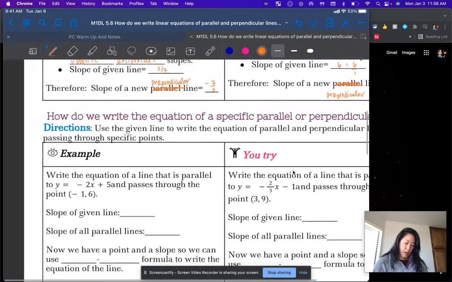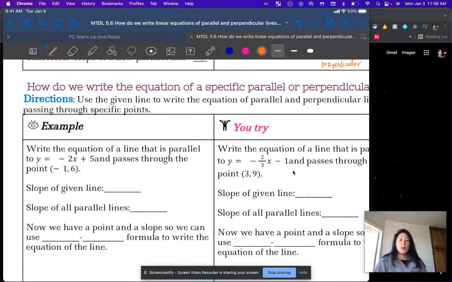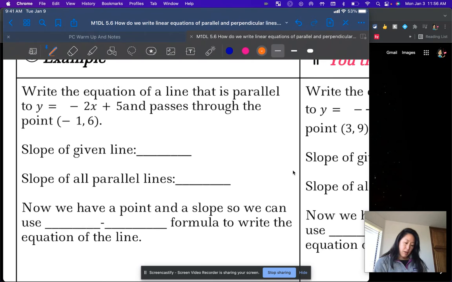Okay, so now we're going to write the equation of a parallel or perpendicular line, depending on what they're asking for. So first off, we're going to write the equation of a line that is parallel to the given line, y is equal to negative 2x plus 5, and passes through the point negative 1, 6. So first we tackle the slope. The slope of the given line is negative 2. And what I want to find is the slope of the parallel line. Slopes of parallel lines are the same as the given, so the slope is going to equal negative 2 as well.